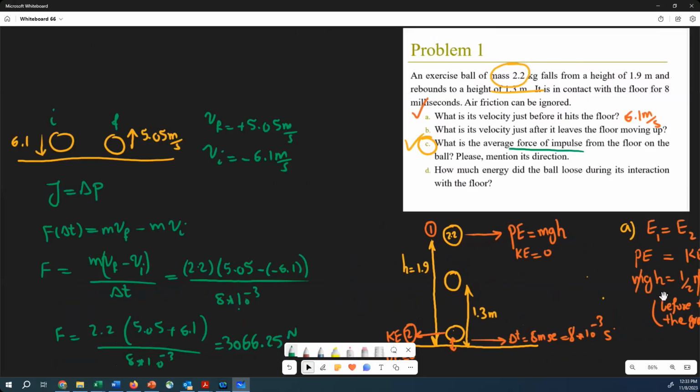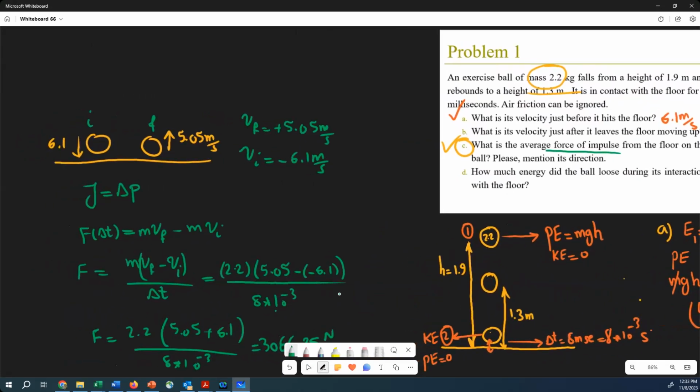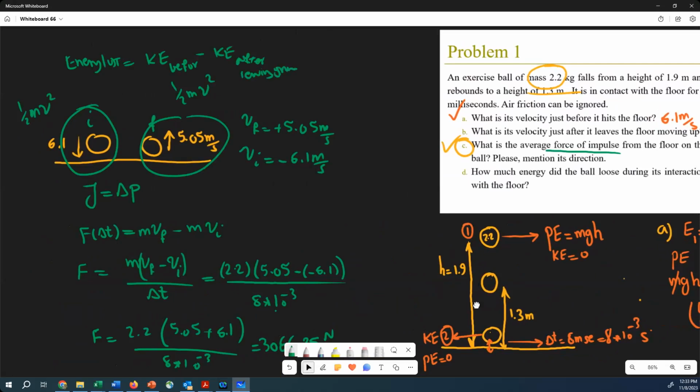How can we calculate the energy? What is the kinetic energy here? One over 2 m velocity squared. But because the velocities are different, it means that the energy is lost. How can we calculate the energy loss? Energy loss is going to be the kinetic energy before hitting minus the kinetic energy after leaving the ground. So how can we do this?